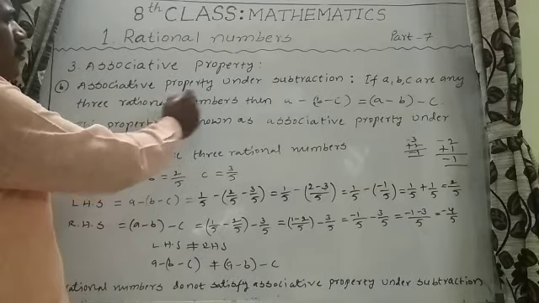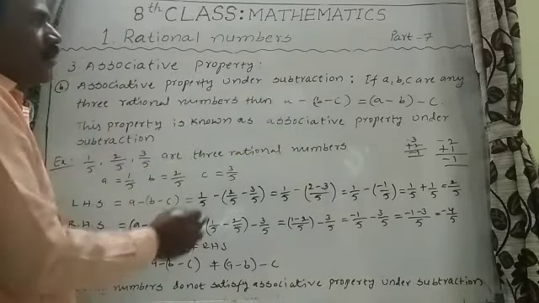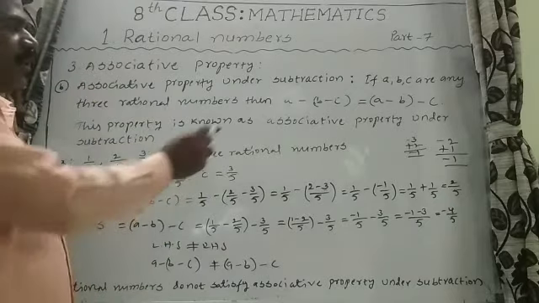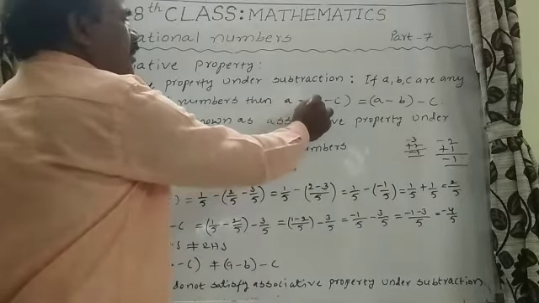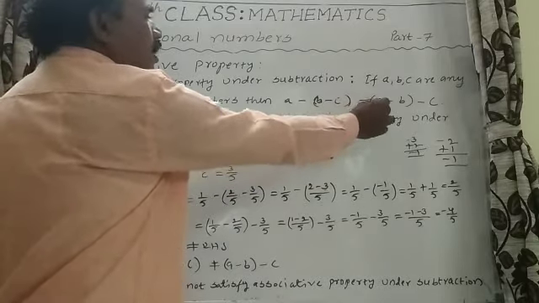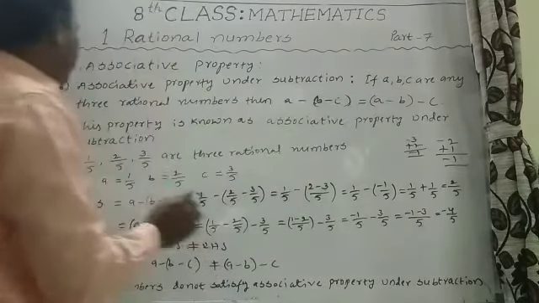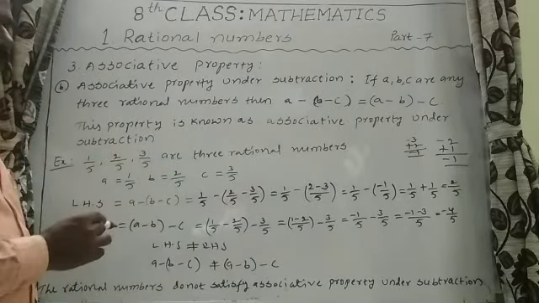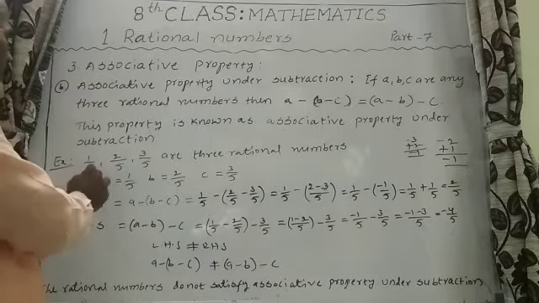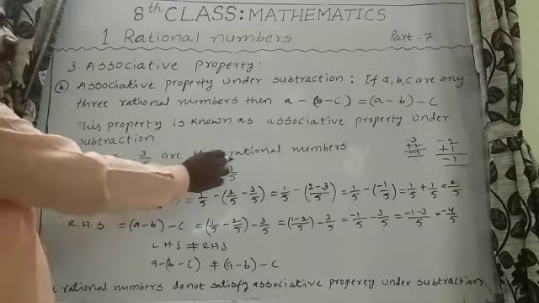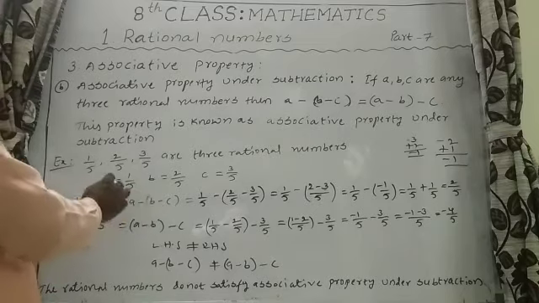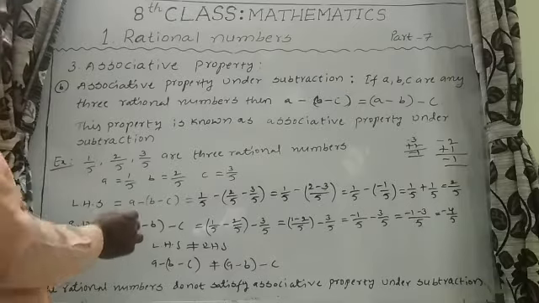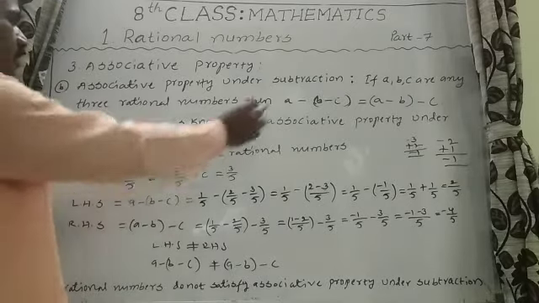Case 2. Associative property under subtraction. If a, b, c are any three rational numbers, then (a - b) - c is not equal to a - (b - c). This property is known as associative property under subtraction. Example, 1 by 5, 2 by 5, 3 by 5 are three rational numbers. We will take a is equal to 1 by 5, b is equal to 2 by 5, c is equal to 3 by 5. Substitute these three values in the LHS.